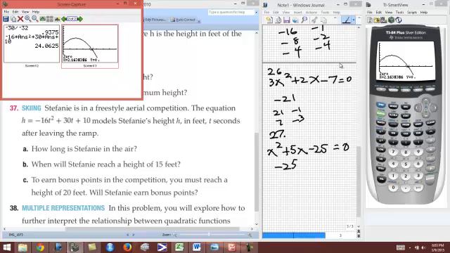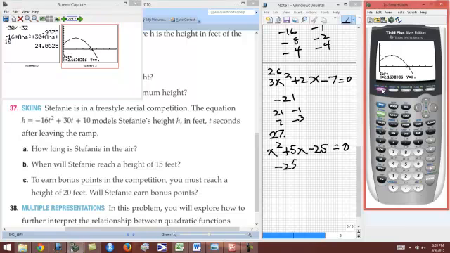How are we going to do this with a graph? Well, 15 feet is a y value, right? Here's our maximum. There's a couple different ways to do it, but we can go to y equals, go to y2, and put in a horizontal line of 15 feet, right here, 15. Bingo. Let's hit graph. She reaches a height of 15 feet almost right away. She's going to reach 15 feet on the way up, and she's going to reach 15 feet on the way down. So what we're looking for now are intersections.